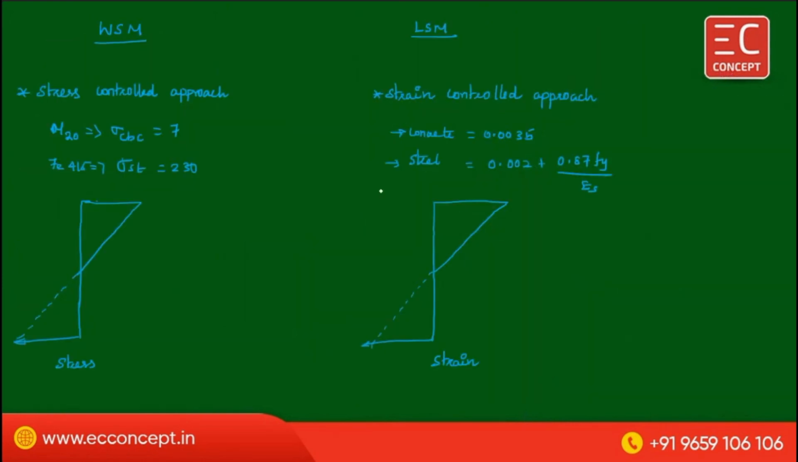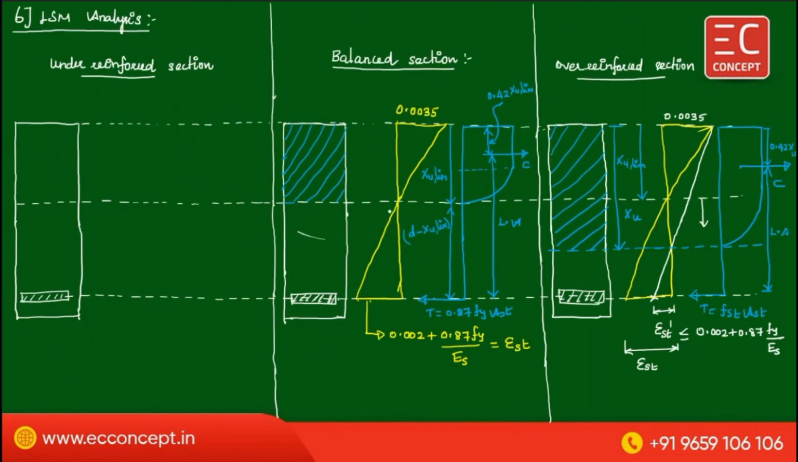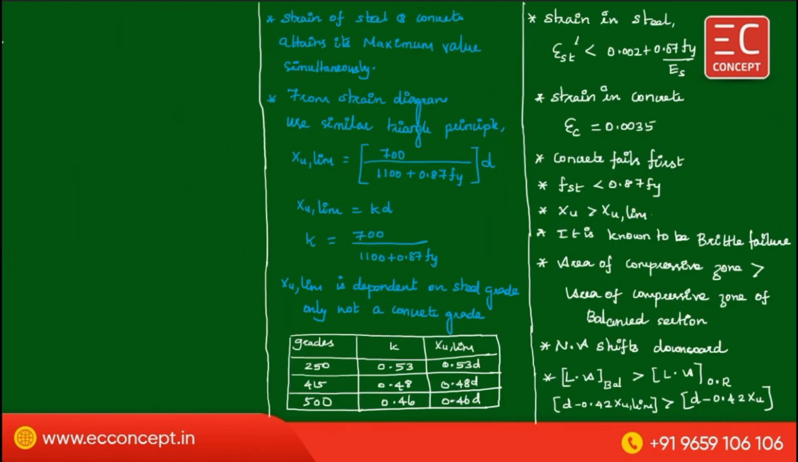under-reinforced section. Okay. Under-reinforced section, we can write, what is the first point? Here, strain in steel is this one, but here, strain in steel is greater than or equal to 0.002 plus 0.87 Fy divided by Es, than the limit. Okay.